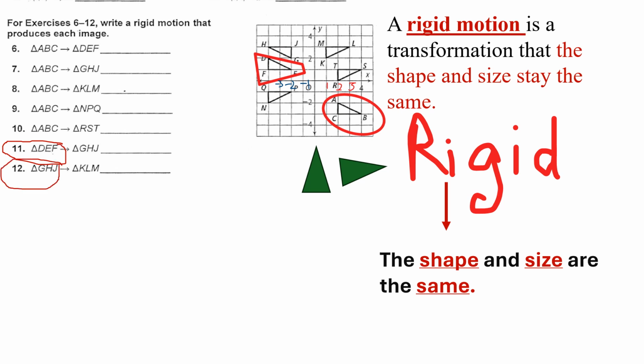So ABC to DEF, so you're transforming ABC to GHJ, ABC to KLM, number 9 is ABC to NPQ, and number 10 is ABC to RST. Now let's look at the definition before we get this confused.